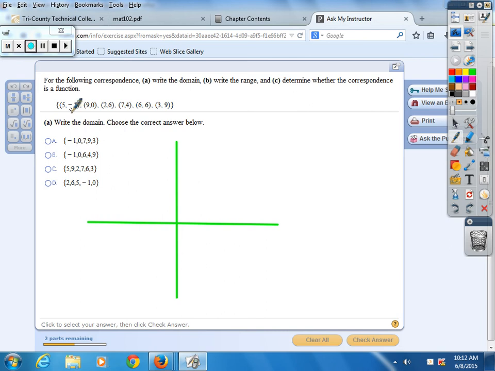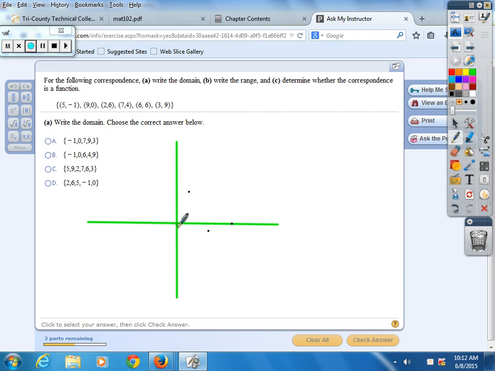And -5, -1. 1, 2, 3, 4, 5, -1. 9 and 0. That's 5. 6, 7, 8, 9. 2 and 6. 1, 2. 1, 2, 3, 4, 5, 6.